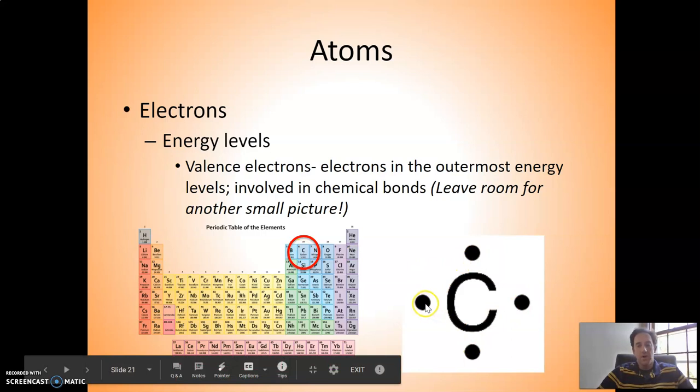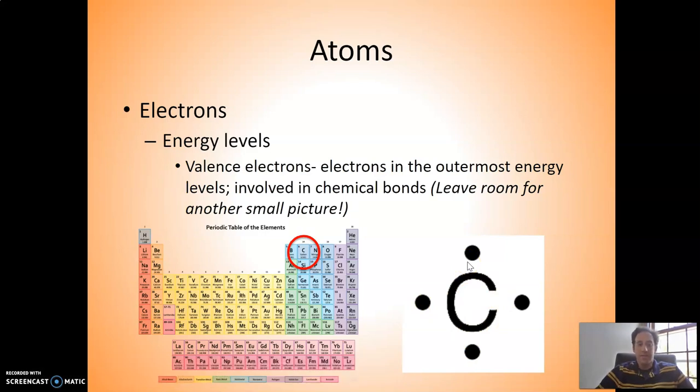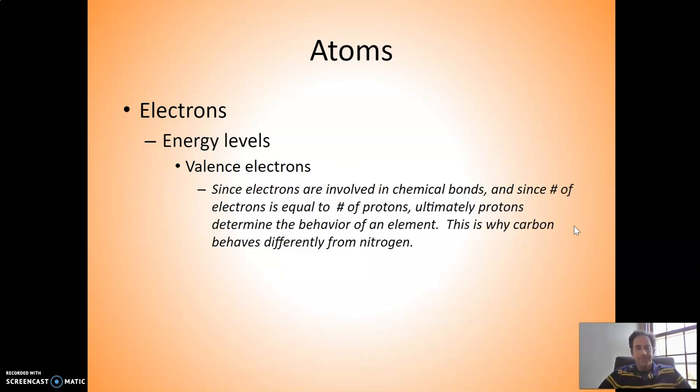And the rule is you always keep them in opposite quadrants, kind of north, south, east, west. You don't double up until you have to. If we were to continue on and needed to add more electrons, then we can start doubling up. But you don't double up unless you have to. Electrons tend to be antisocial. So, to tie this together, since electrons are involved in chemical bonds, and since the number of electrons is equal to the number of protons, ultimately protons do determine the behavior of an element.